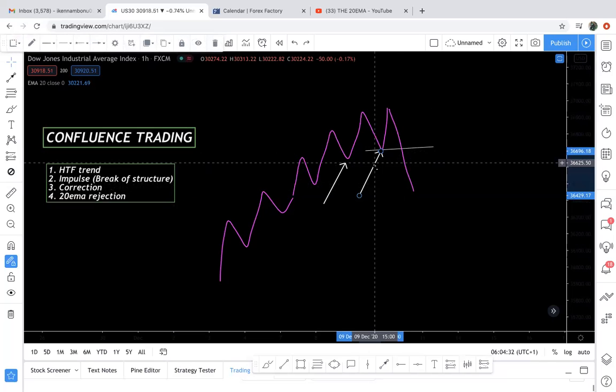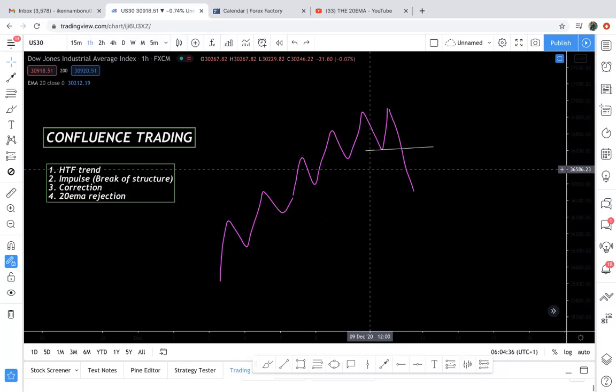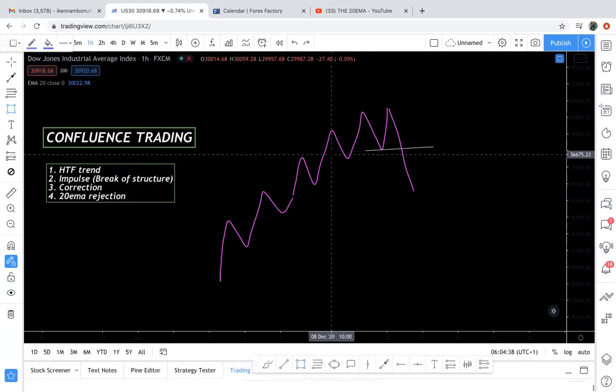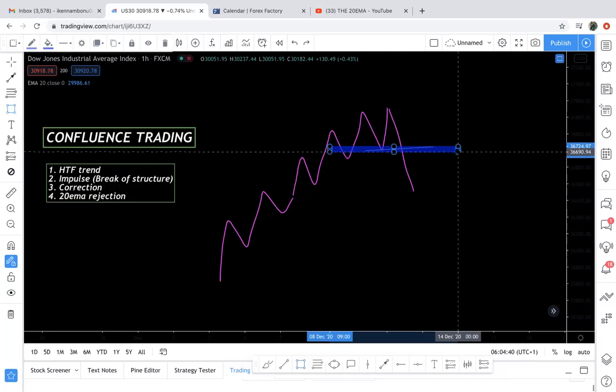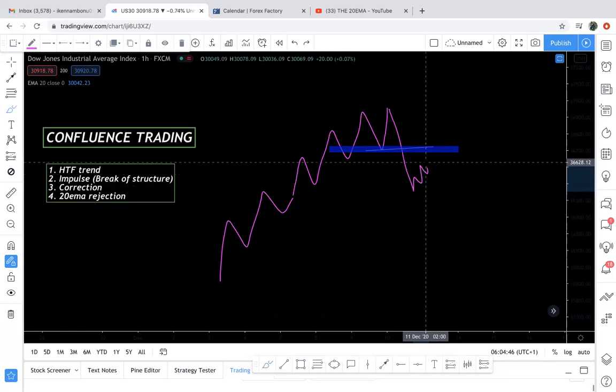So you have to wait for a correction after we get a break of structure. You can see we have this break of structure right here. So let's just say, oh, we had a break of structure right here. We have to wait for correction. So when price is correcting, that's another important thing we want to know. We want to see how price is correcting.